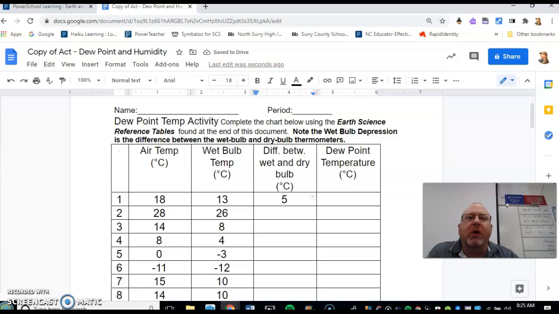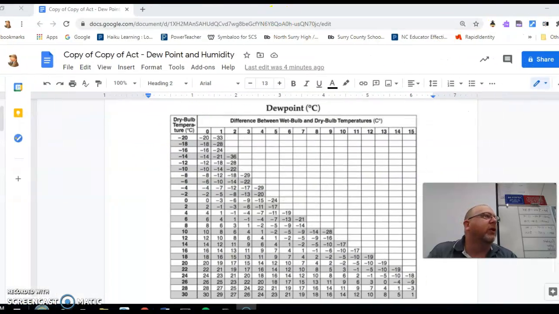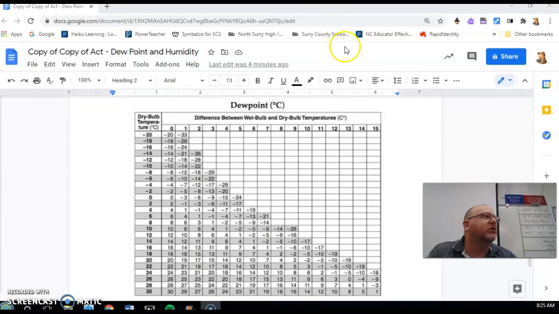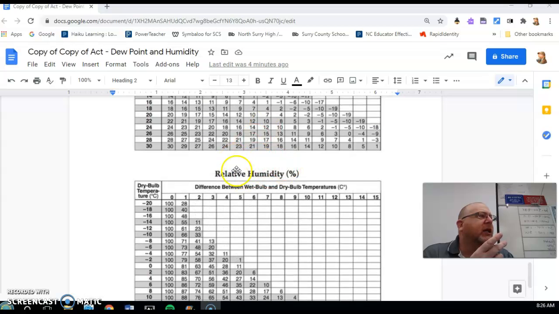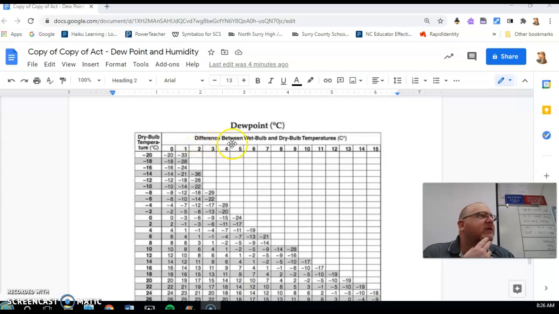And then I go over to my dew point chart. Okay, so I'm switching screens on you here, but you'll notice that the dew point chart here, and this is on the third page of your lab. You've got a dew point chart and a humidity chart, so we want to make sure that we're on the dew point chart. But you'll see it says difference between wet bulb and dry bulb temperatures. Well, we calculated that to be 5 degrees. So I'm going to go over to 0, 1, 2, 3, 4, 5.